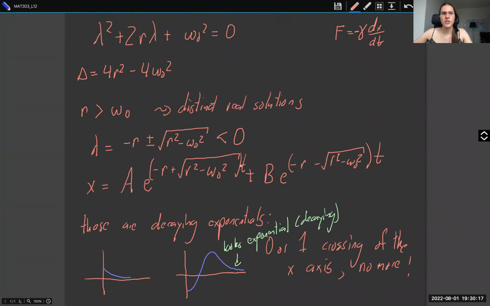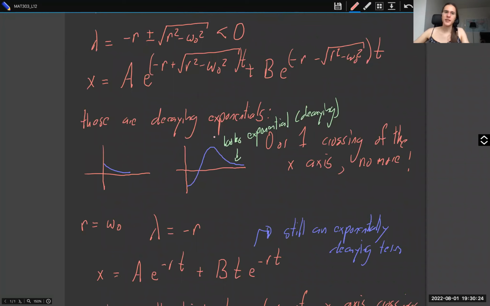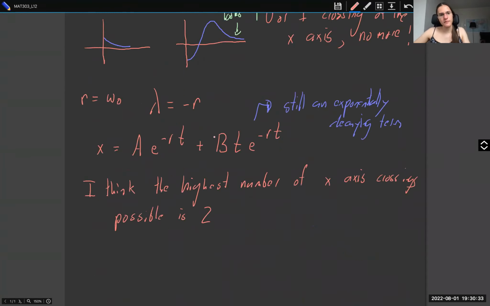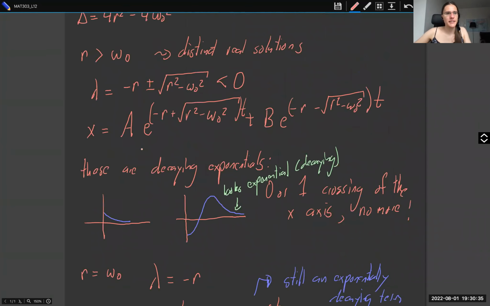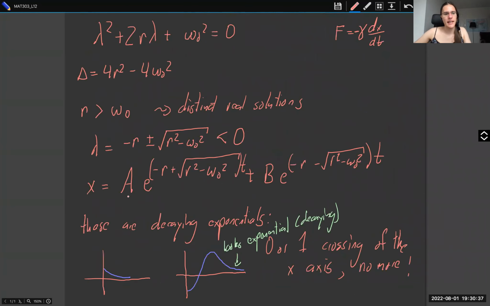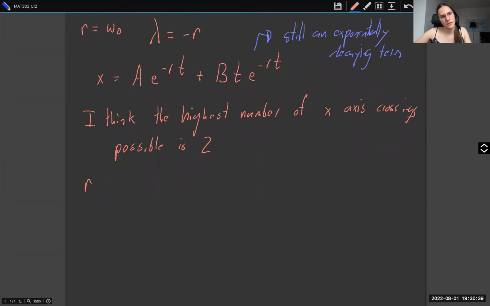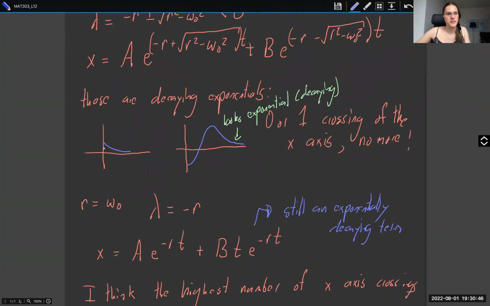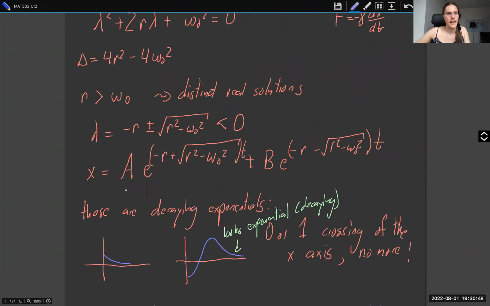So in these regimes, basically friction is winning over the spring. And in this case, friction still wins over the spring. It still doesn't oscillate back and forth. It really just does at most 2 crossings and then decays. However, the interesting case is R is less than omega naught. And this case is known as the critically damped case.